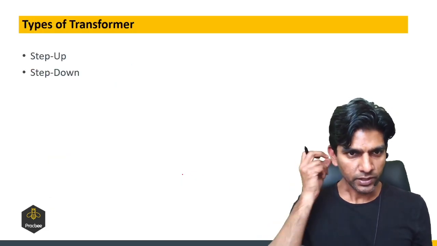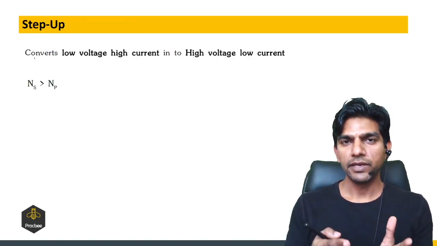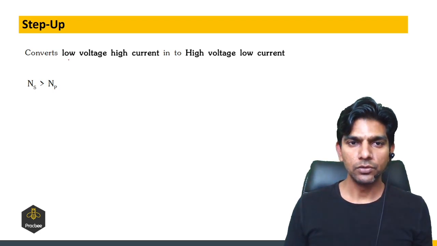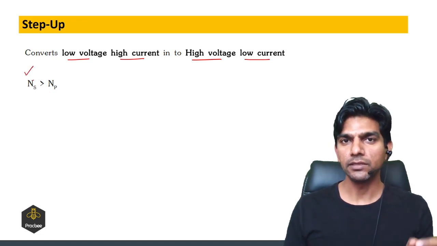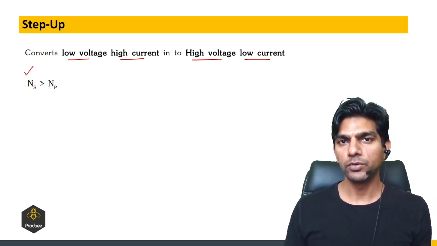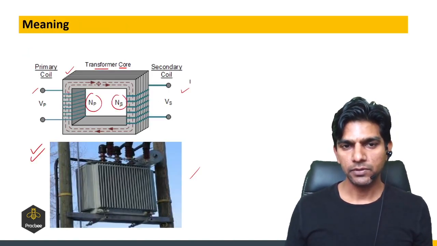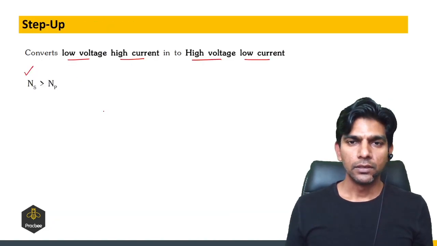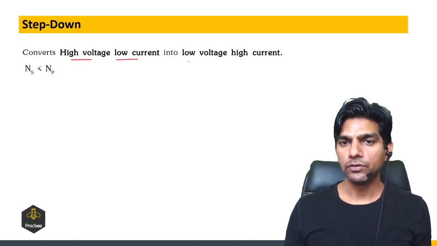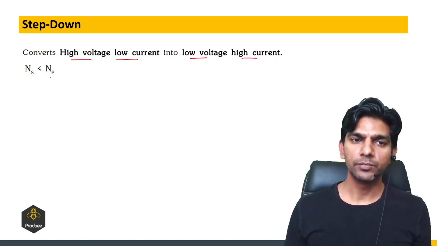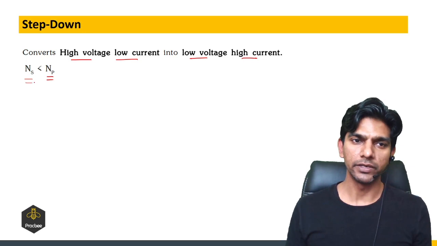Let us see what a step up and step down transformer is. In a step up transformer, we can increase the voltage. You can say we go from low voltage high current to high voltage low current. And in a step up transformer, the number of turns in the secondary winding will be more than the number of turns in the primary winding. So in case of step up, NS will be greater than NP. And in a step down transformer, we can convert from high voltage low current to low voltage high current. So in this case, the number of turns in the primary winding will be greater than the number of turns in the secondary winding.